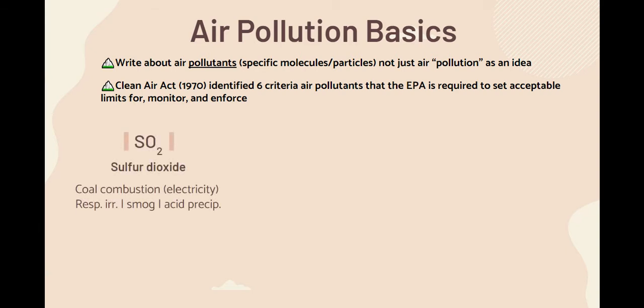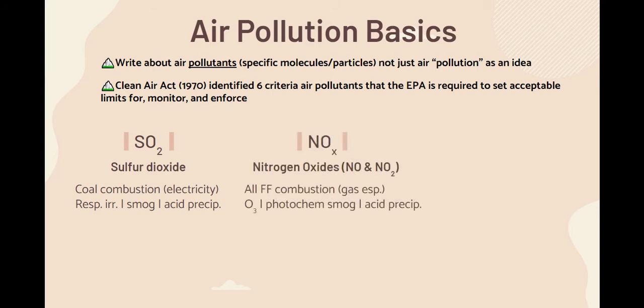For example, sulfur dioxide. It comes from coal combustion, mainly for the production of electricity. It's a respiratory irritant. Sulfuric acid is one of the things that comes out of it. It's also one of the main things that produces smog.